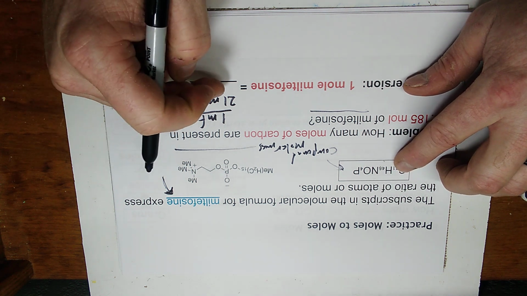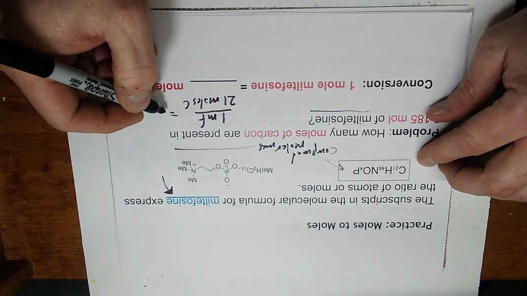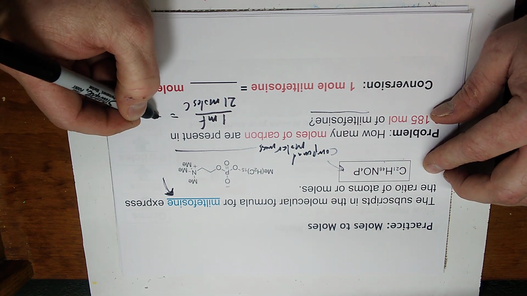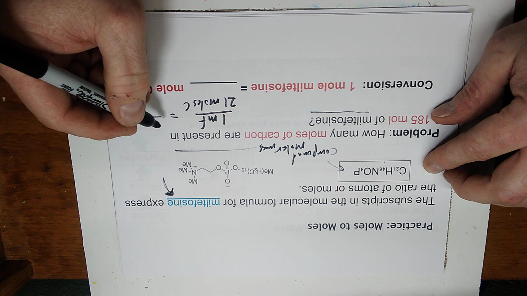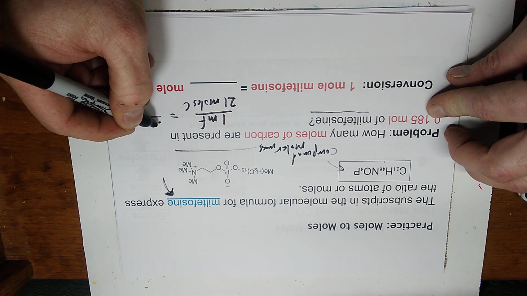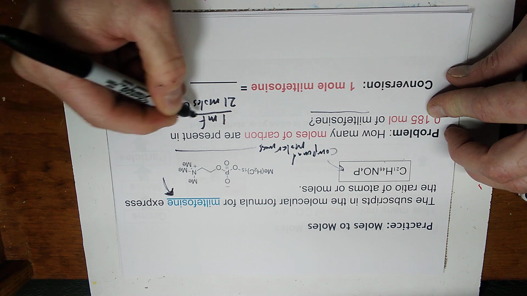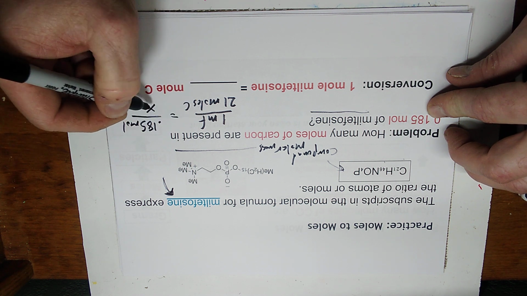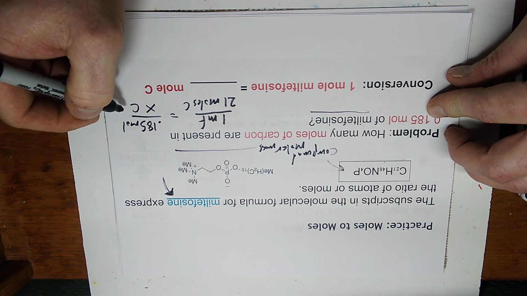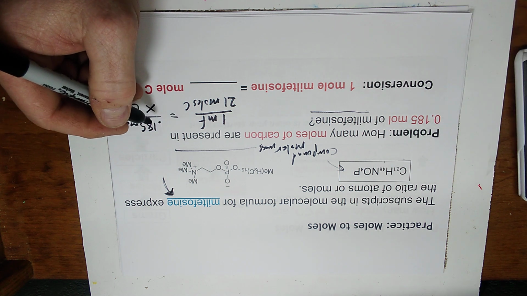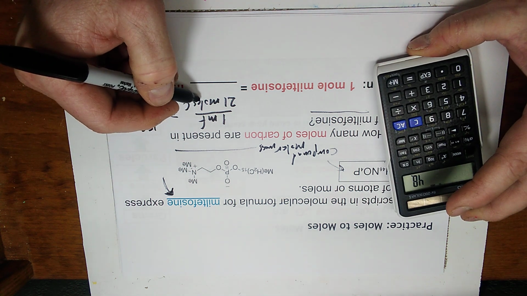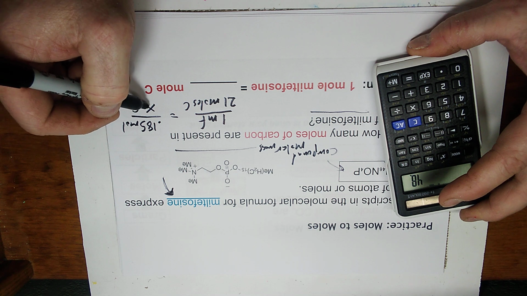1 mole of this gives us 21 moles of carbon. So if we don't know what the number of carbons are in this much, we can just say, well, I have 0.185 moles of this MF. What would be the number of moles of carbon in that? We can just set it up as a ratio. I know this for this, but I don't know this for that.